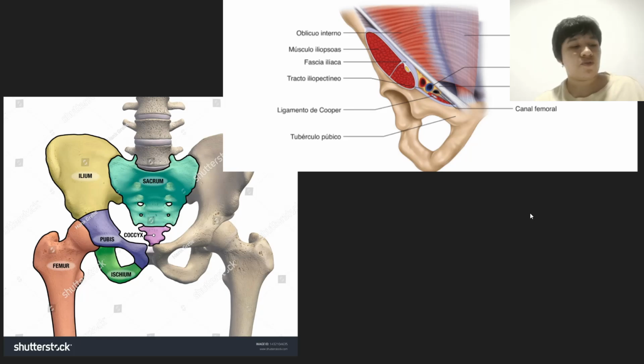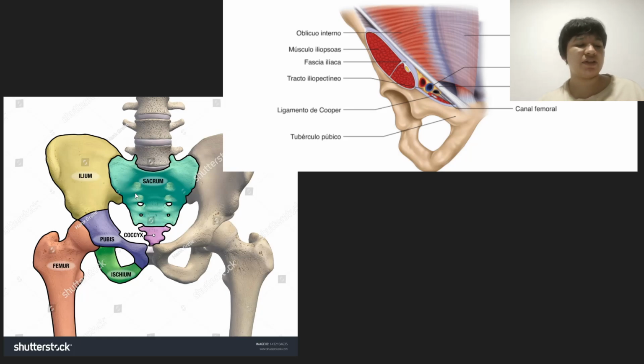In the pelvis, we find the sacrum and the hip bones, formed by the fusion of the ilium, ischium, and pubis. Among the most important landmarks are the iliac crest, the anterior superior iliac spine, the pubis, and the pubic symphysis, where both hip bones meet at the front.